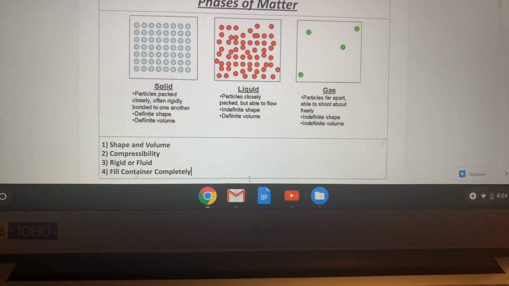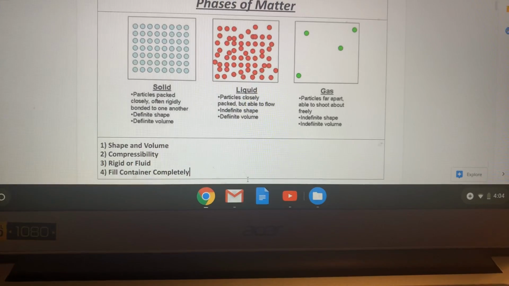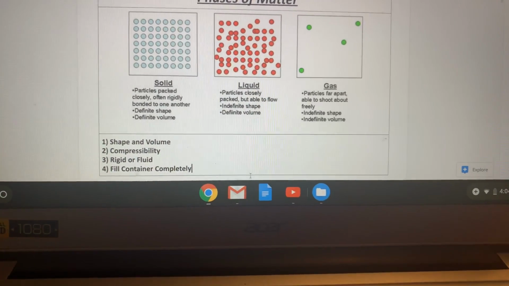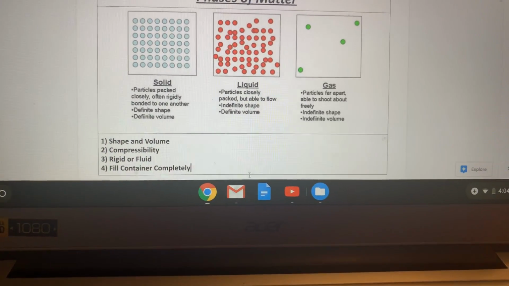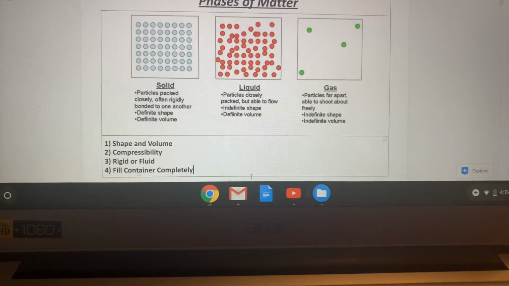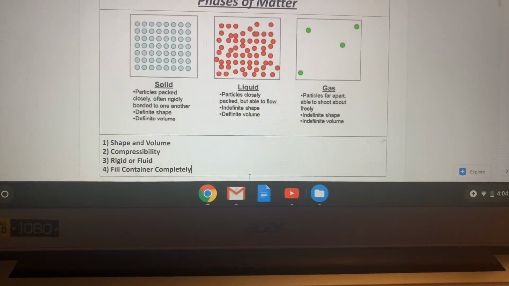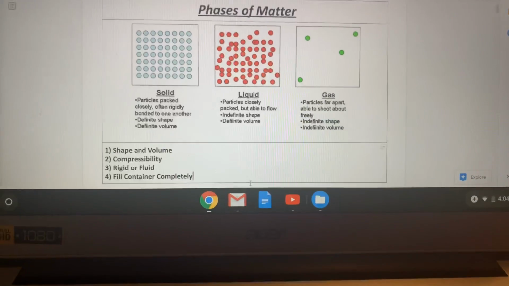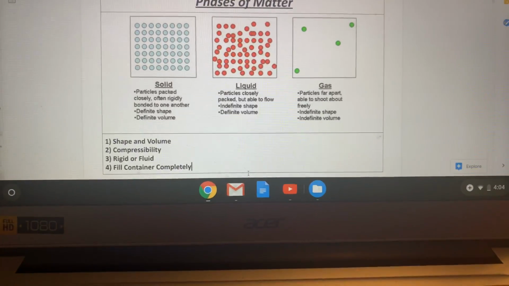So as we review, we are going to focus on their shape and volume, their compressibility, whether they are rigid or fluid, and if they fill the container. So let's first take a look at solids.